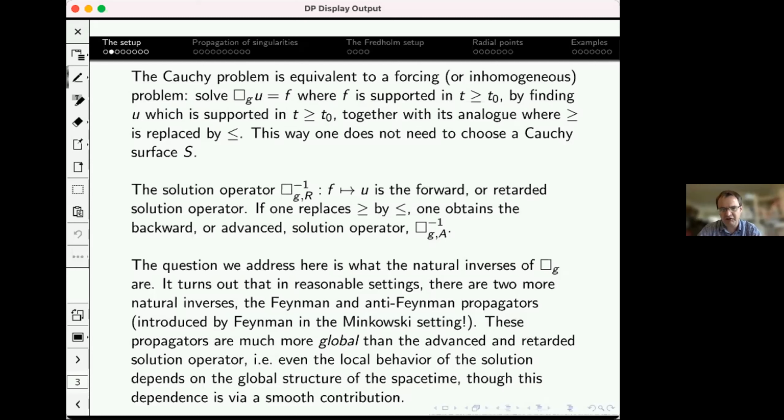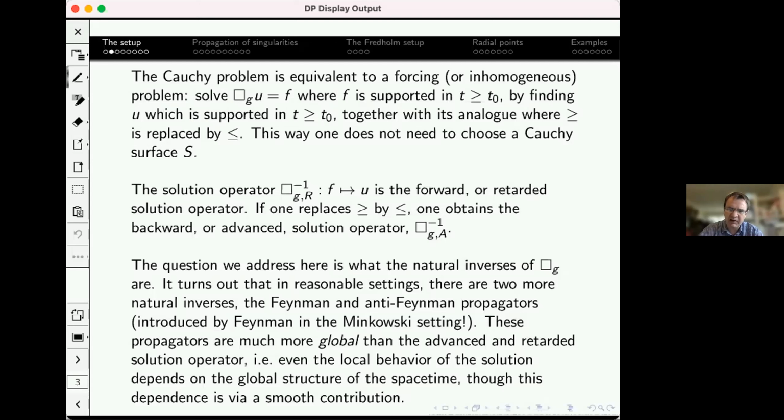So let's say there's a time function t, and the right hand side f is supported in t bigger than t0. You want to find a u which is supported in the same region, and similarly for the backward analog: f is supported in t less than t0, and you want to find a u that's supported in t less than t0. One nice thing about this is that you don't really have to choose a Cauchy surface. These inverses are the forward or retarded and backward or advanced solution operators, and these are very natural from a PDE perspective. So a natural question is what other reasonable inverses of box g there are.